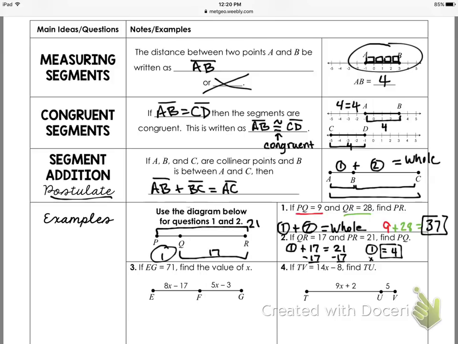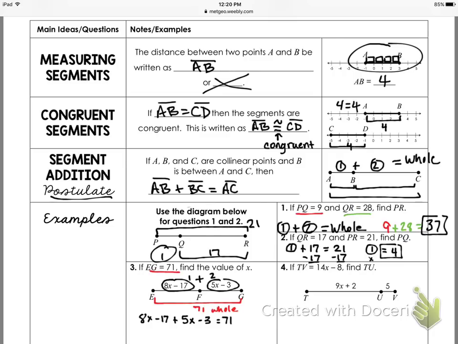Okay, let's keep looking at our examples here. All right, it says if EG, okay, EG is 71. That's my whole piece. All right, the whole thing is 71. Find the value of X. Well, now instead of just looking at only numbers, they give us a whole bunch of stuff for part 1 and part 2. Well, let's just keep with our rule. Part 1 plus part 2 equals the whole. So we're going to say 8x minus 17 plus 5x minus 3 is equal to the whole piece of 71.